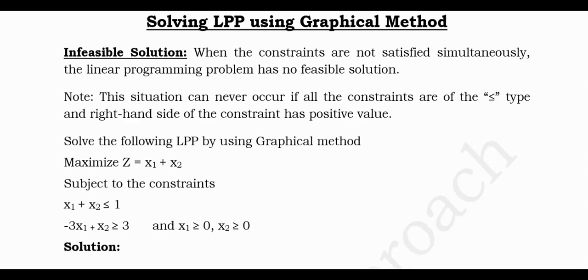The problem is maximize z is equal to x1 plus x2 subject to the constraints x1 plus x2 less than or equal to 1, minus 3x1 plus x2 greater than or equal to 3, and x1, x2 both are greater than or equal to 0.